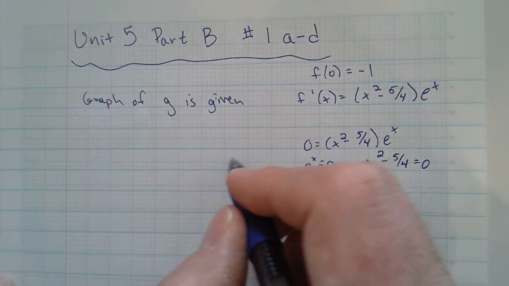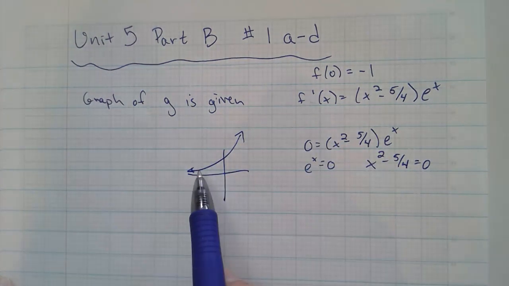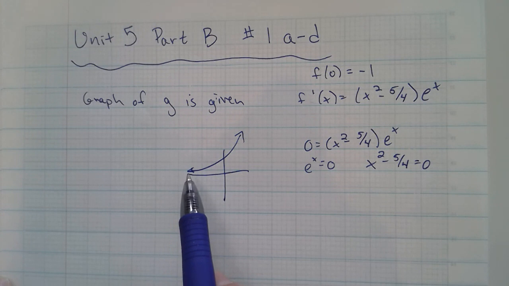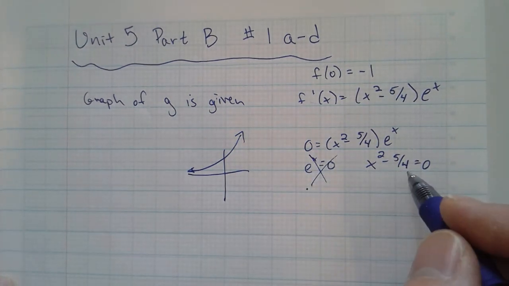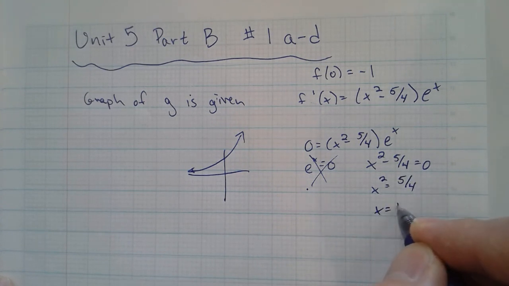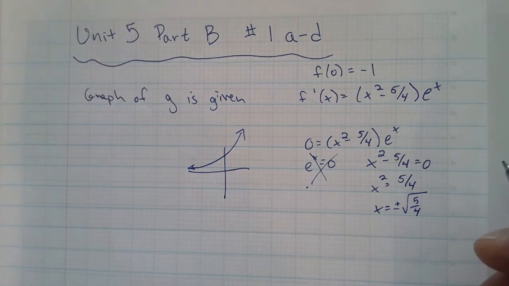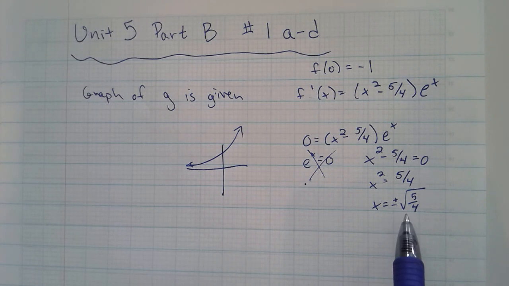So e to the x equals 0, and x squared minus 5/4 equals 0. Well, e to the x, if you remember, looks like this. It will never be 0 because there's a horizontal asymptote at y equals 0. So that has no solution. Setting the other factor equal to 0, x squared equals 5/4, so x equals plus or minus the square root of 5/4. Those are my two critical points. Okay, so we want to know if they're mins or maxes.